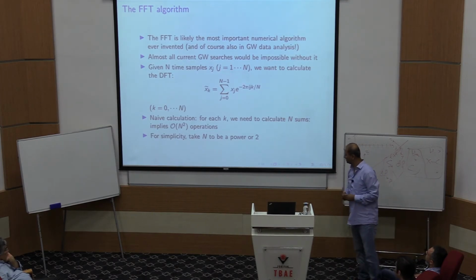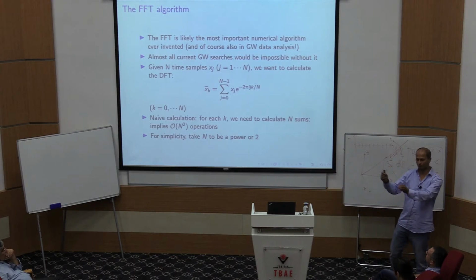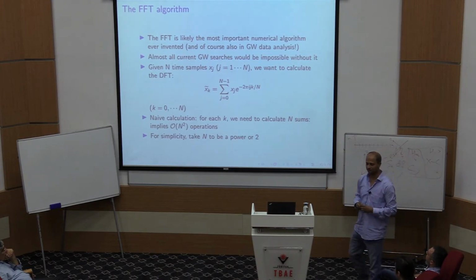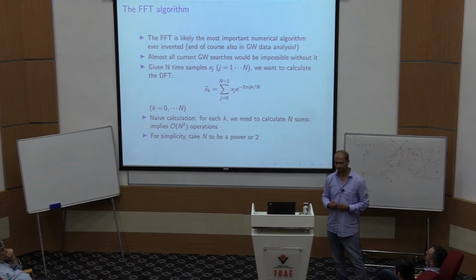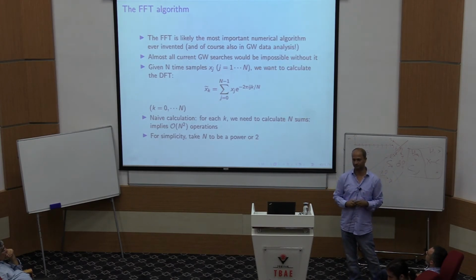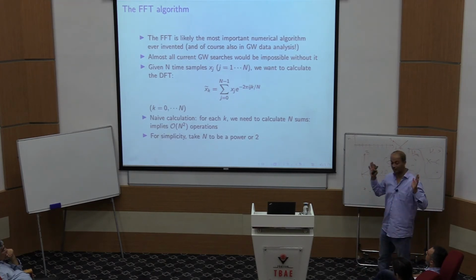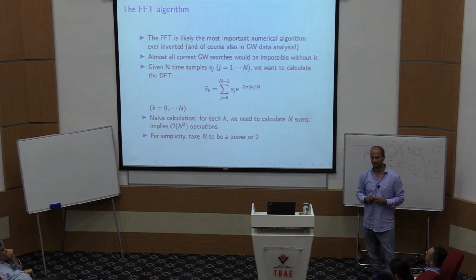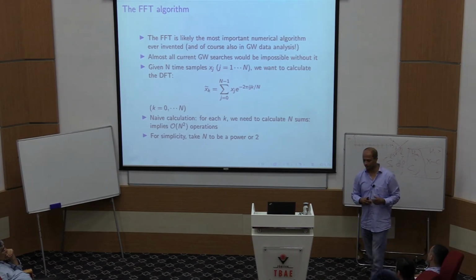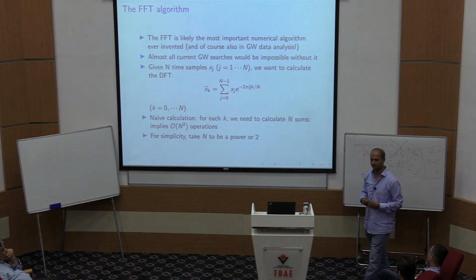Just for the analysis here, let's take n to be a power of 2, for simplicity. So 2, 4, 8, 16, and so on. The actual data we get from LIGO is sampled at about 16 kilohertz. That tells you how many samples you have in each second. Of course, you downsample that, but still you get thousands of samples each second, at least. So even if you have a few hours of data, that's a lot of time samples.